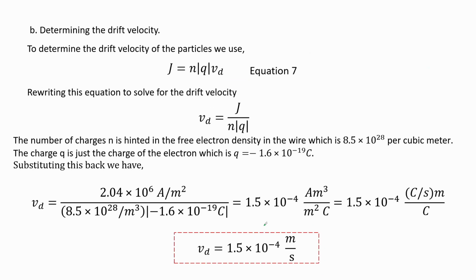For letter B, to determine the drift velocity of the particles, we use equation 7, rewriting this equation to solve for the drift velocity. We then get the number of charges using the free electron density, and the charge is just the electron charge. So after substituting the values obtained earlier, we have the drift velocity shown here.